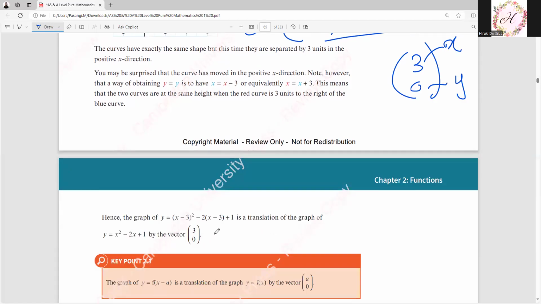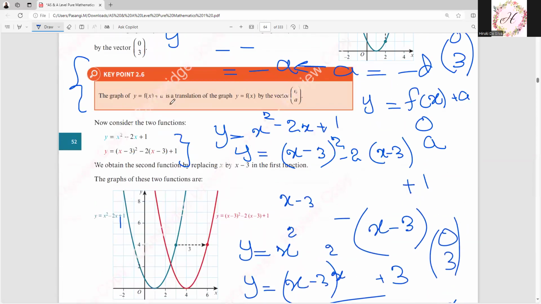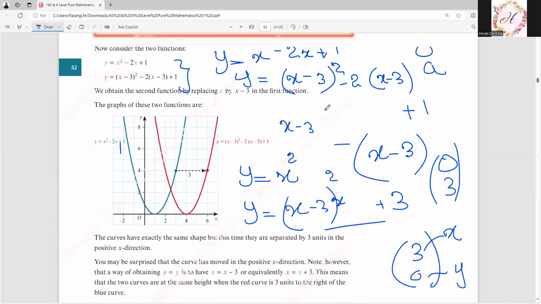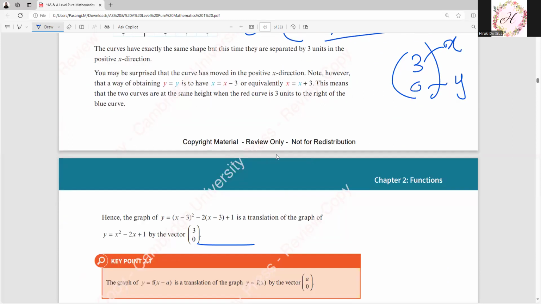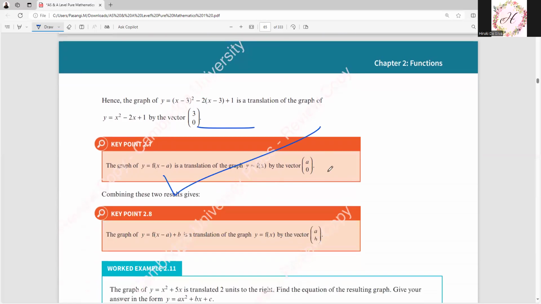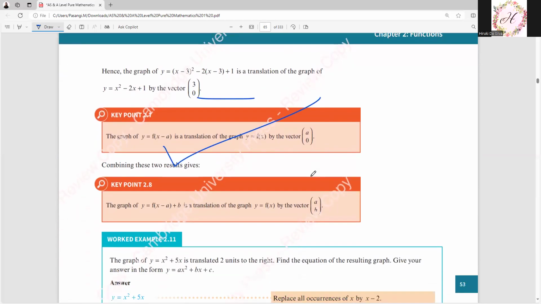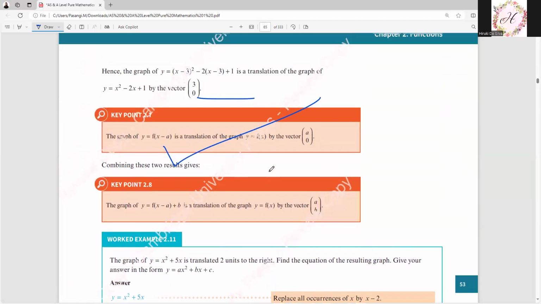3, 0. So hence the graph of this one, and the vector would look like this. Now this is the second translation. The first one is changing along the y-axis. The second one is moving along the x-axis. That's how it is. Okay, then that is done. Now, I'll give you an exercise. Can you try?